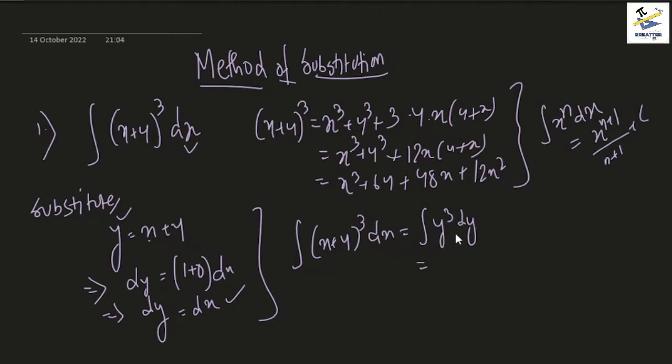Now the integration of y cube dy is just y to the power 4 by 4 plus c, and this can be done because the variable of integration is y here, right? And now after you've got the answer, you put back all the substitutions. y was substituted as x plus 4, so the answer is (x plus 4) whole to the power 4 by 4 plus c, right?